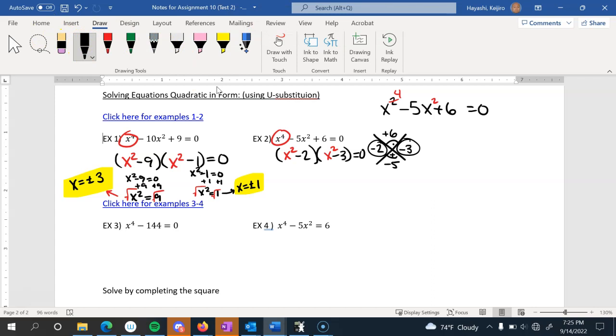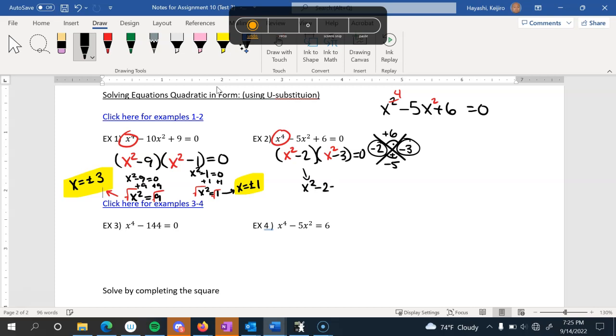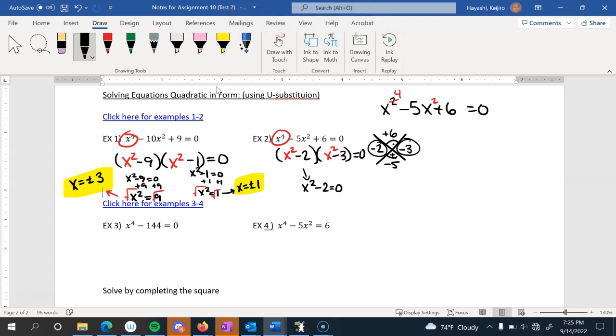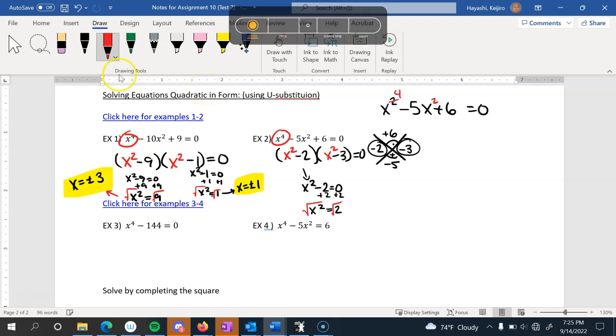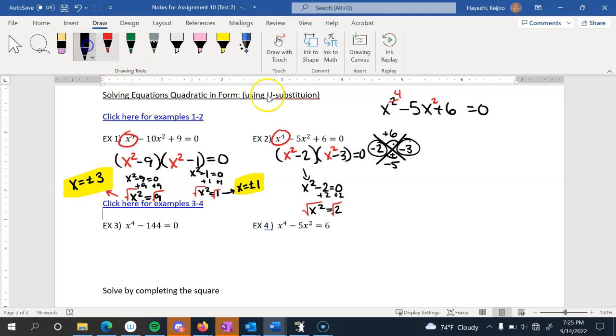So then we do x squared minus 2 equal to 0. It will just be the square root of 2. Plus or minus, actually. Plus or minus the square root of 2. So x equals plus or minus the square root of 2.